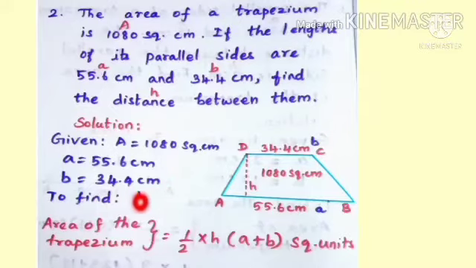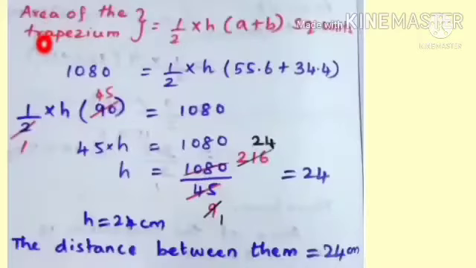And here, the area of the trapezium. We know that the formula for the area of the trapezium is 1 by 2 into h into (a plus b) square units. So students, the area of the trapezium is equal to 1 by 2 into h into (a plus b) square units. So here it is given that the area of the trapezium is 1080. So we can equate this with 1 by 2 h into (a plus b). So 1080 is equal to 1 by 2 into h into (the value of a is 55.6 plus the value of b is 34.4). Now by using BODMAS.